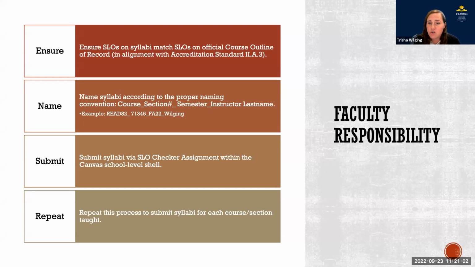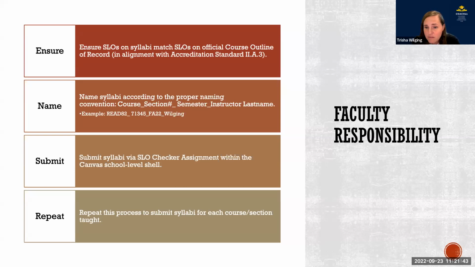First of all, we asked them to ensure that the SLOs on their syllabi match the SLOs on their course outline of record. And then we have a process for doing this, and in a moment, Michael's going to demonstrate this process for us. We also asked them to name their syllabi according to a standard naming convention. And we did this so that our support staff isn't going to have to go through and rename every syllabus, right? And we're going to be able to store and archive these syllabi for easy access, both if we get a request from ACCJC, or if a student goes to another institution and then they come back and they say, hey, I remember taking a course at your institution.